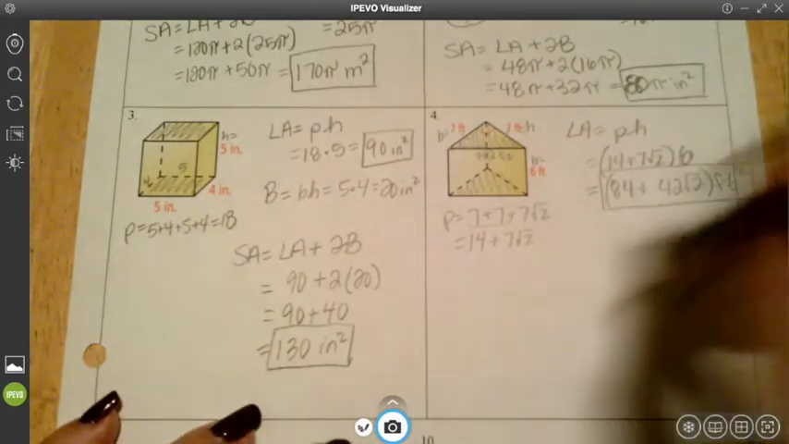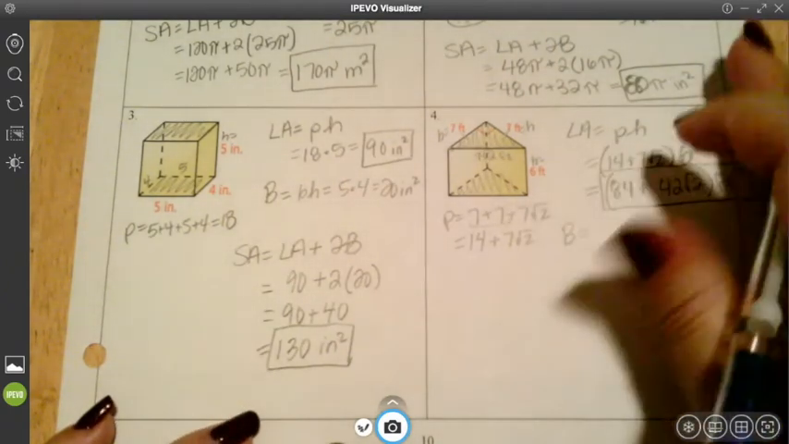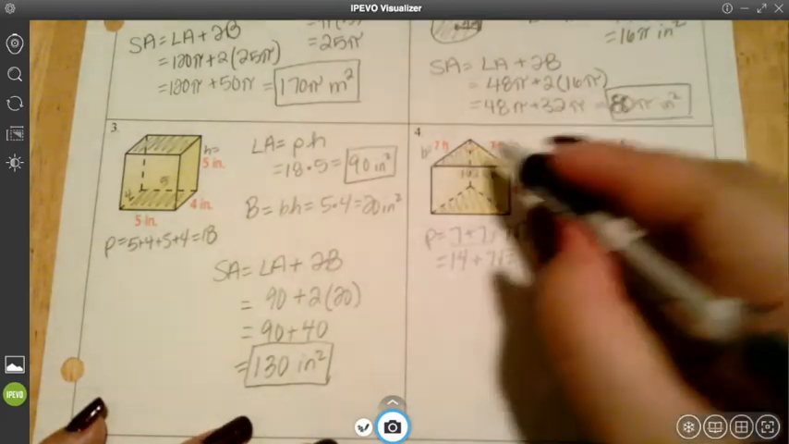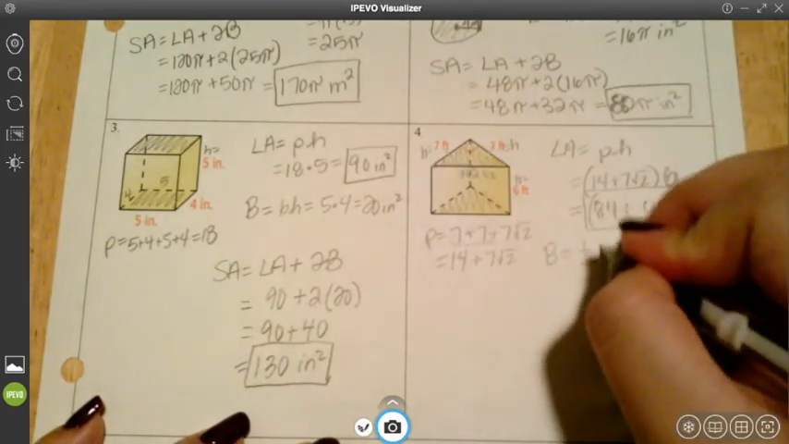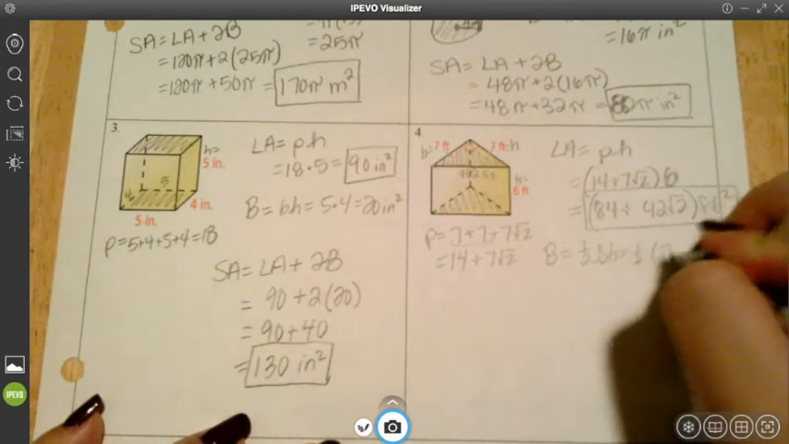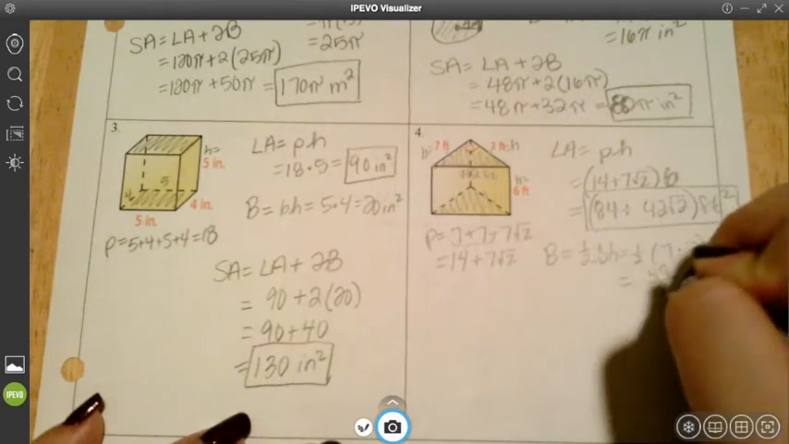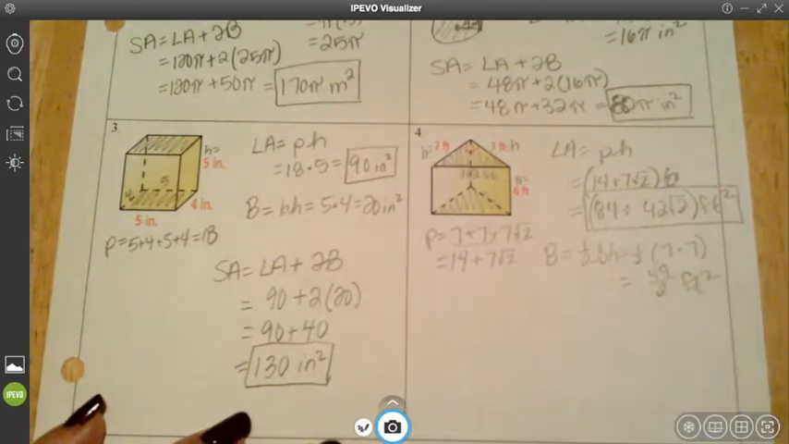We have our lateral area. We also need a base in order to calculate our surface area. The base here is a triangle. The area of a triangle is 1/2 base of the triangle times height of the triangle. 1/2 times 7 times 7, in our case, is 49/2 square feet.